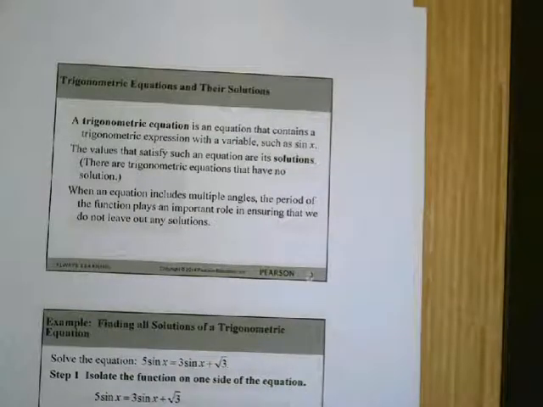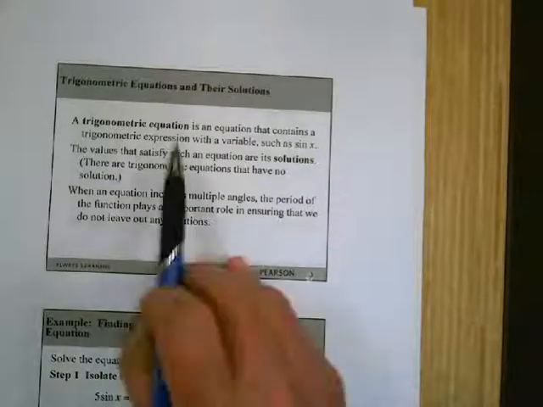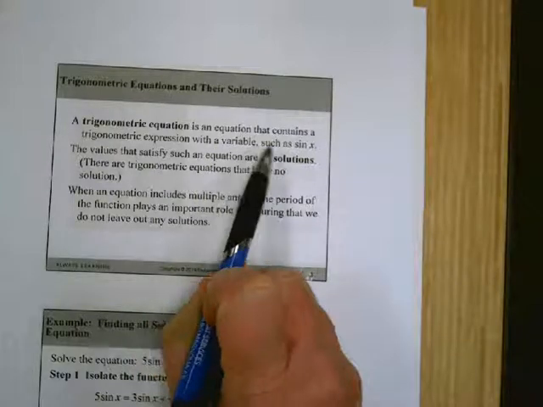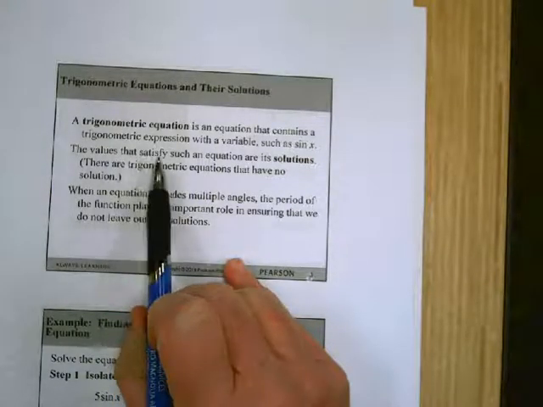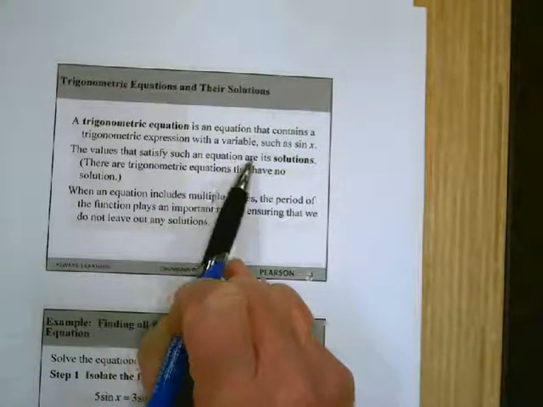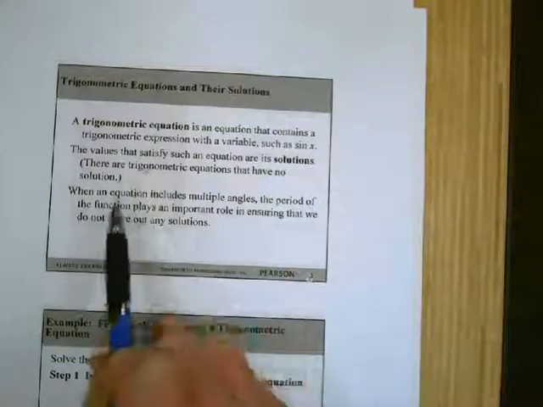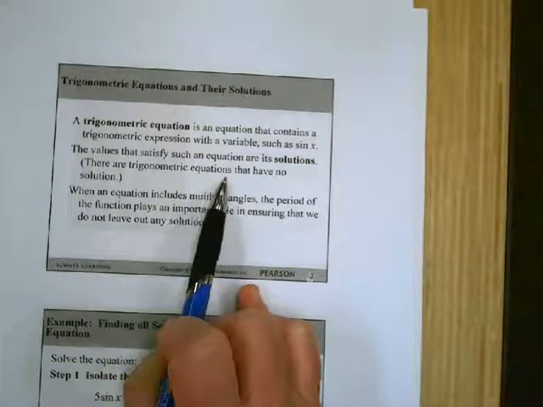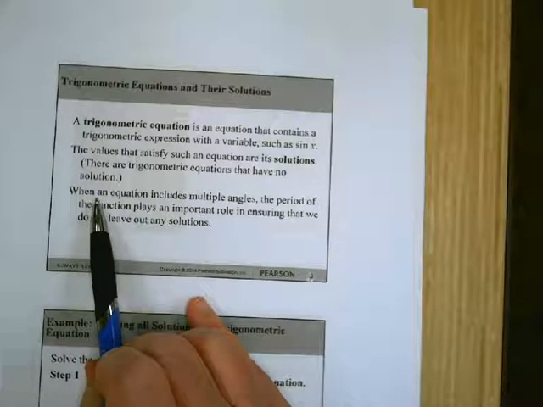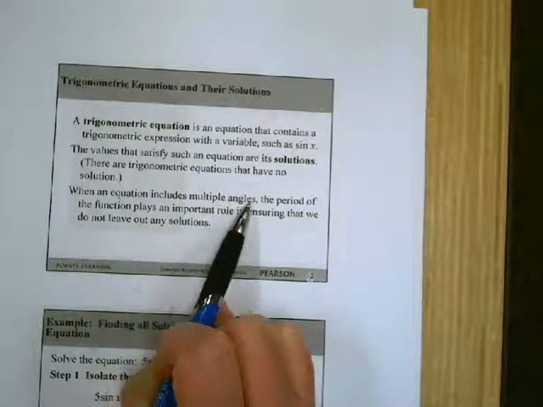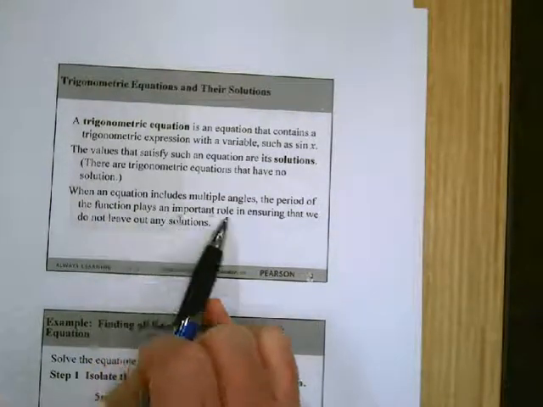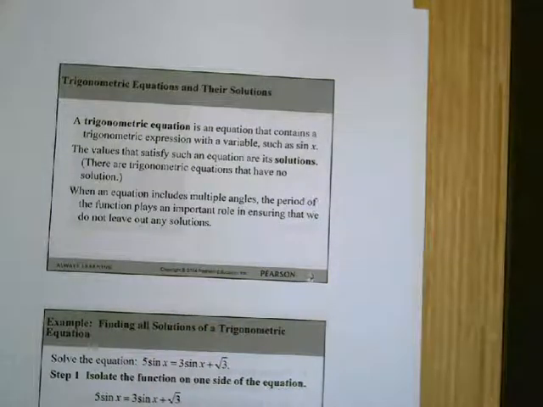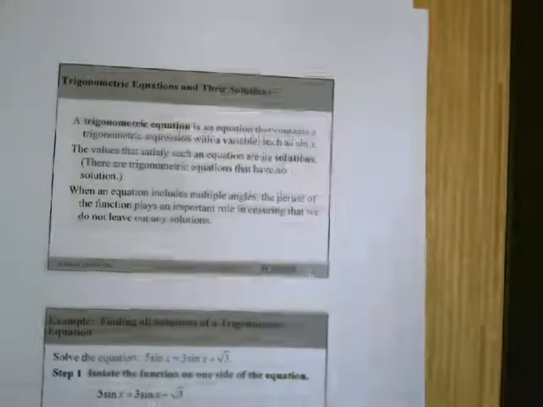with our explanation. A trig equation is an equation that contains a trig expression with a variable such as sin x. The values that satisfy such an equation are called its solutions. There are trig equations that have no solutions. When an equation includes multiple angles, the period of the function plays an important role in ensuring that we do not leave out any solutions. So let's get started here with example 1.